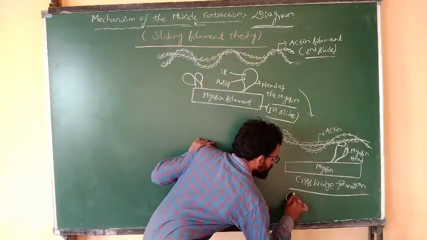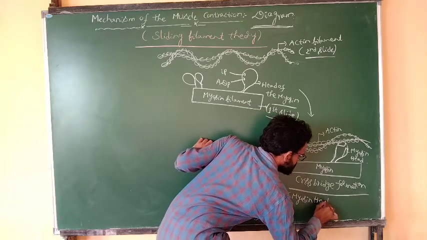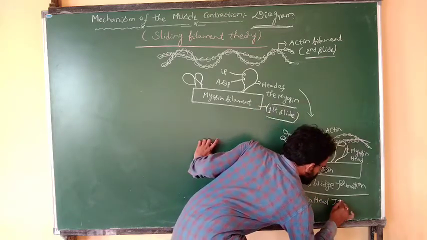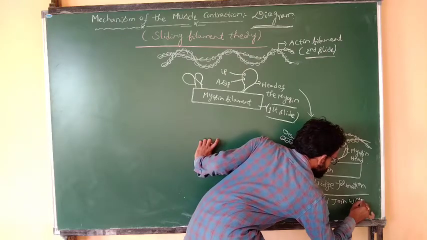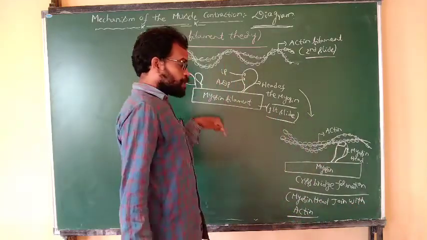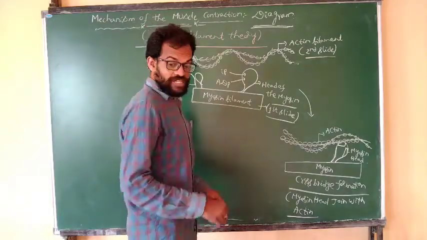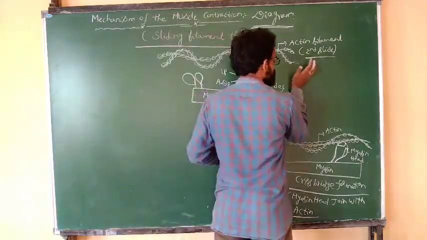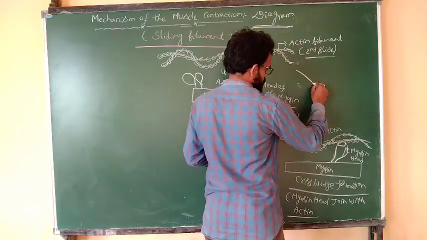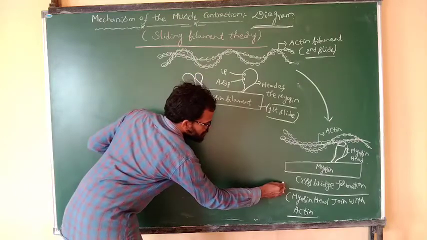Cross bridge means the myosin head joins with actin. The myosin head is joined through the interaction between the actin and myosin. It is known as cross bridge formation. Next one, third one.